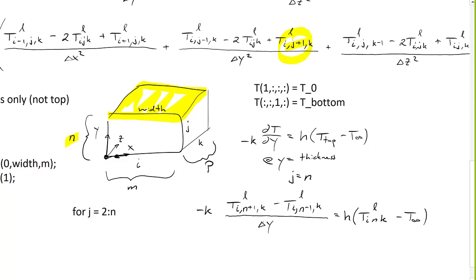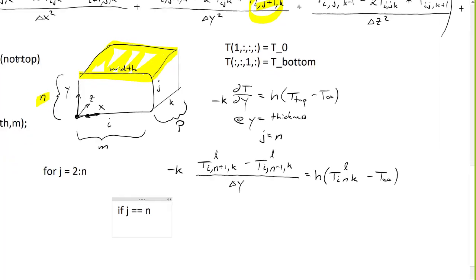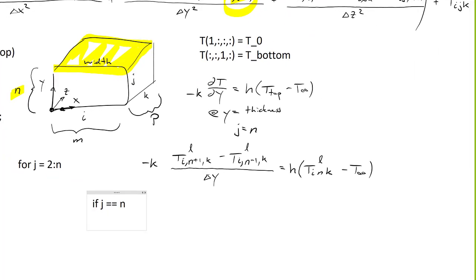So what you're going to do is an if statement, and you're going to say, somewhere in your loop, if j is equal to n, then what we can do is solve for what this would be. This is a ghost node. Right. Because it's kind of like up here, so it's not like a real thing. So let's solve for that.